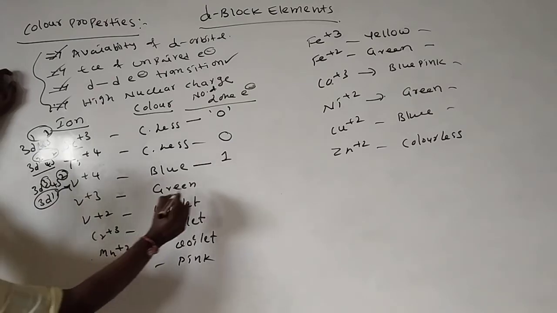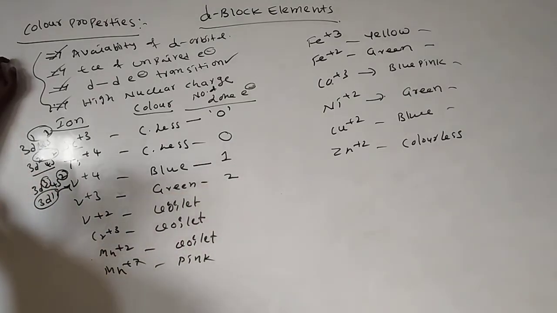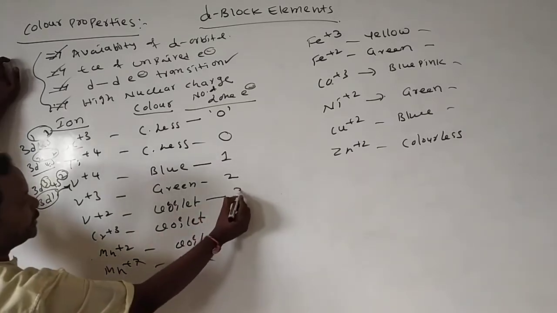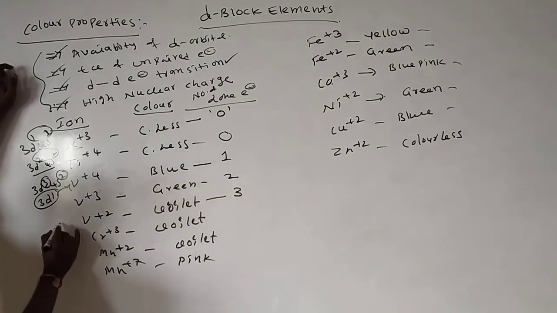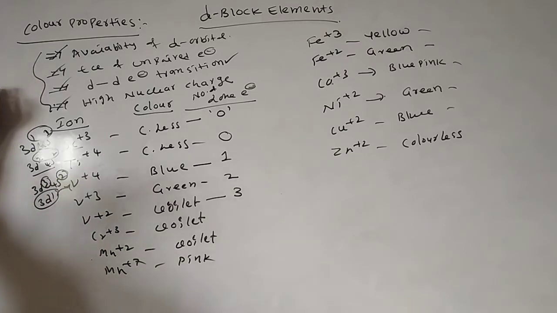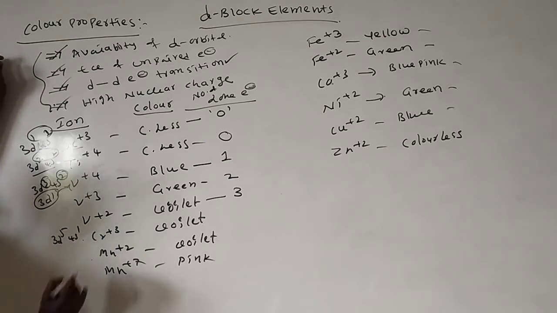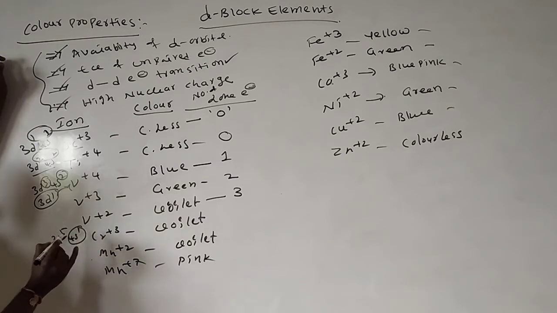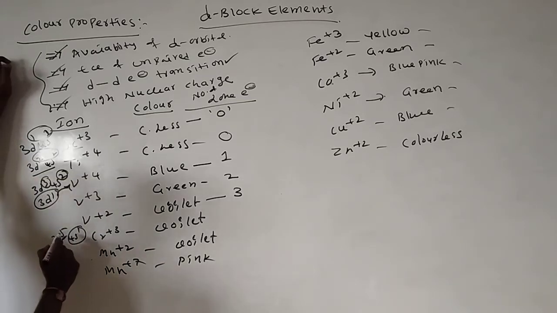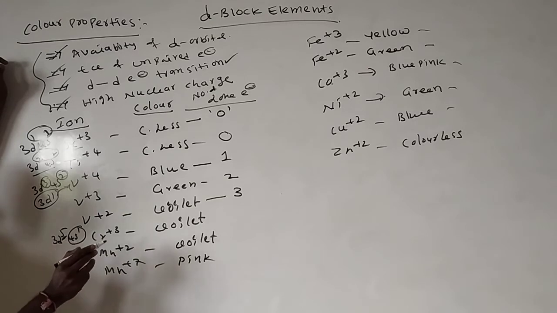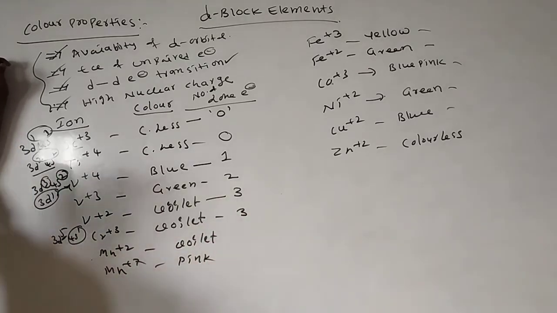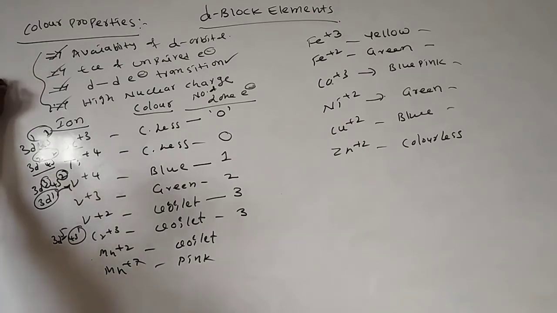Here vanadium plus 3, 2 lone electrons are present, green in color. Vanadium plus 2, 3 lone electrons are present, violet color. Chromium plus 3, chromium atomic number 24, 3d5, 4s1. Total 6, remove 3, 3d3. 3 means 3 lone electrons. 3 lone electrons means violet color.